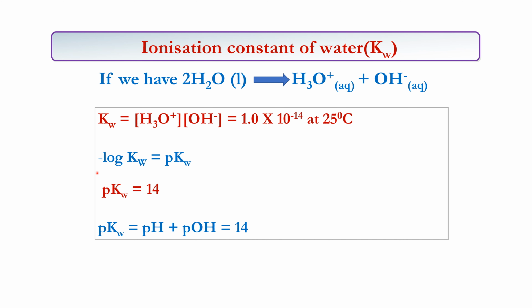And minus log Kw is equal to pKw. So this means that pKw is equal to 14. And pKw is equal to pH plus pOH, which is equal to 14. So this is what the ionization constant for water is all about.